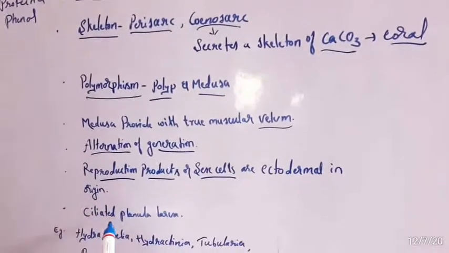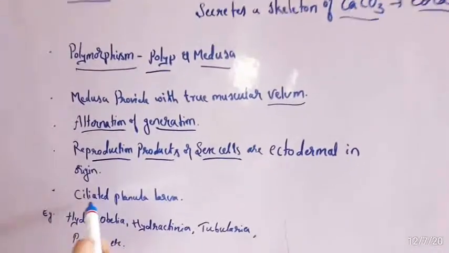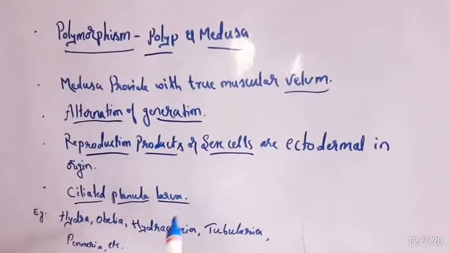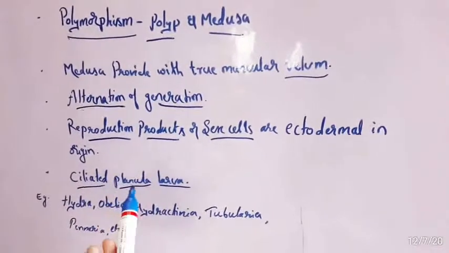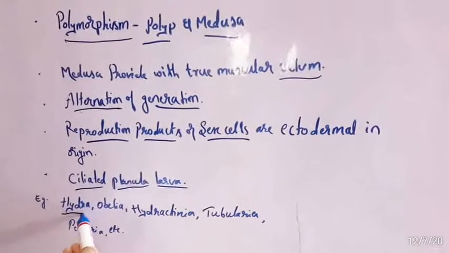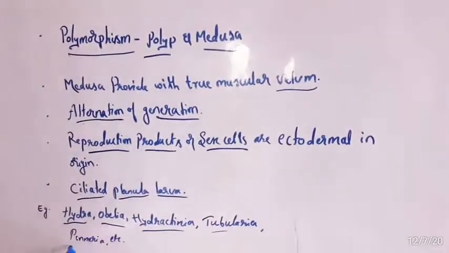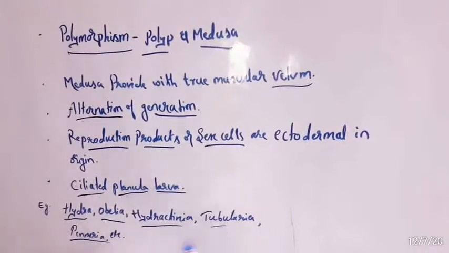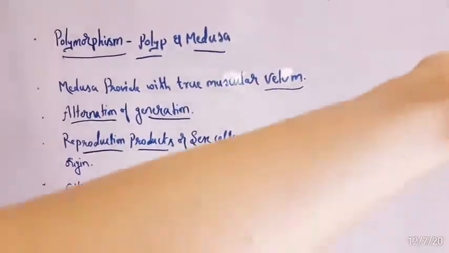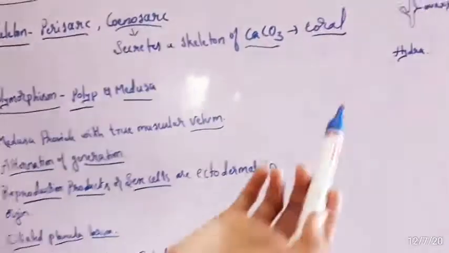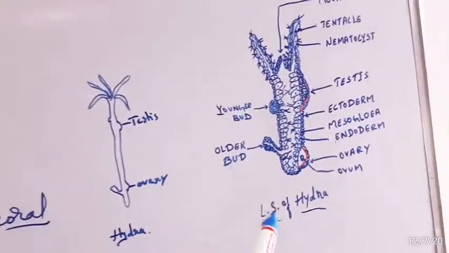So here, the formation of ciliated planula larva in hydrozoans. Examples: Hydra, Obelia, Hydractinia, Tubularia, Pennaria, etc. So these are the examples. Hydra, one of these. Here, Hydra, you can see here.